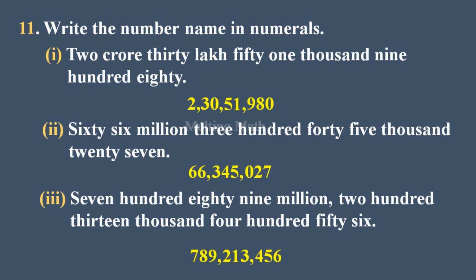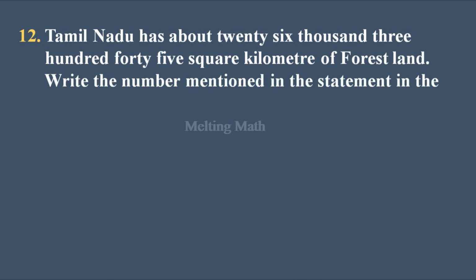Okay, so that's it. So next, Tamil Nadu has about 26,345 square kilometers of forest land. Write the number mentioned in the statement in the Indian system. Okay, so here they are given one number in the words format. We have to convert that words into number. Okay, so that's a question for us. So just see here 26,000 in thousands period 26 is there. So just write 26 and put a comma. Then 345. So in ones period 345 is there. So just write 345 and square kilometer is there. So just write square kilometer. That's it. So now we converted this statement into numbers according to the Indian system.